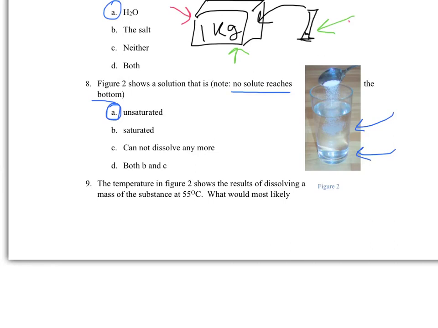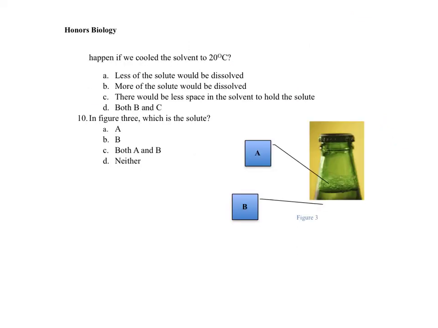Now, if the dissolving in this particular example is happening at 55 degrees, what would most likely happen if you cooled it off to 20 degrees? So you bring it down. Well, first of all, for sure, you would have less. If you're cooling it off, you're going to have less of the solute being dissolved. That's correct. Obviously, if you have less, then this can't possibly be more, right? And the next option is that there'd be less space for the salt to hold the solute. Well, that's true. That makes D the answer, because both A and C are correct.